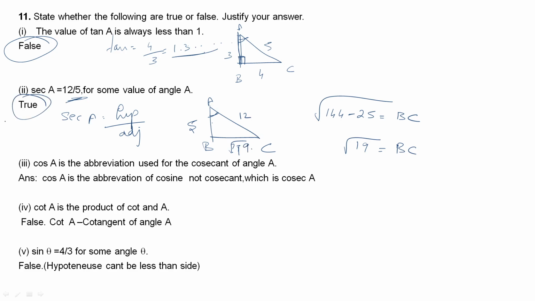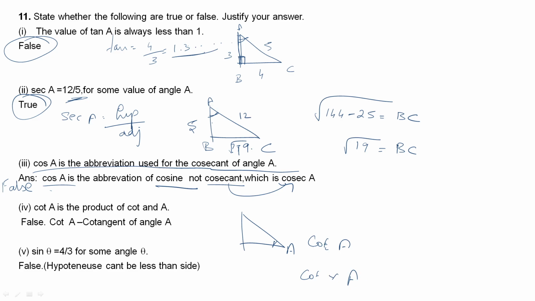So this is true. Cos A is an abbreviation used for the cosecant of angle A. So this is false, because cos A is an abbreviation of cosine and not cosecant. Cosecant abbreviation is cosec A. Cot A is the product of cot and A. No, obviously no. If it is written as cot A, that means cot of the angle. It is not cot into A. It is cot of the angle. So this is also false.